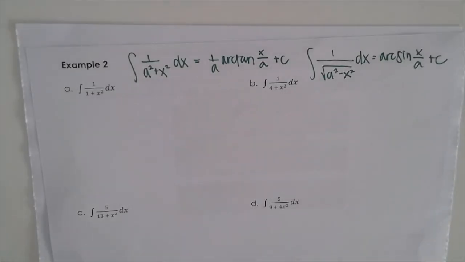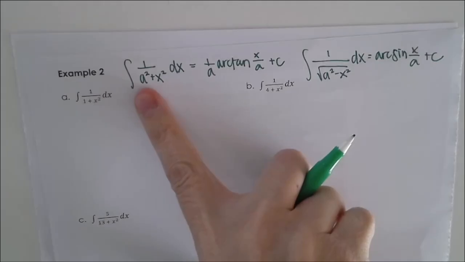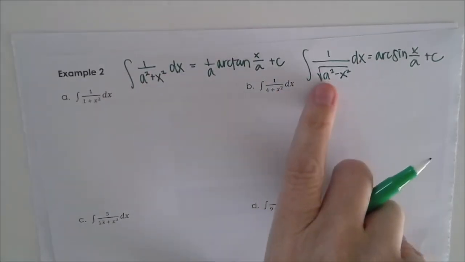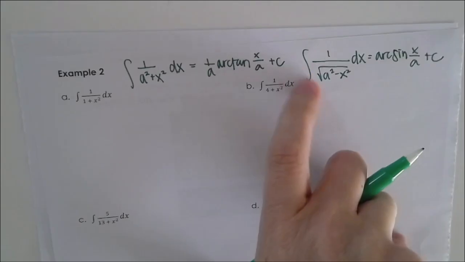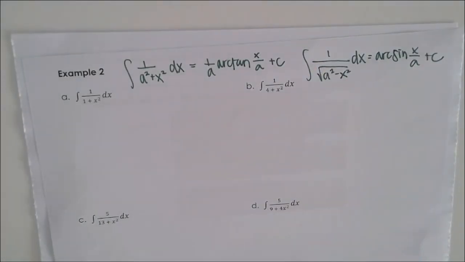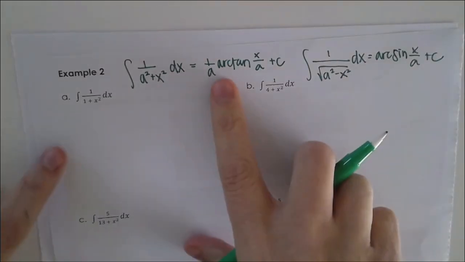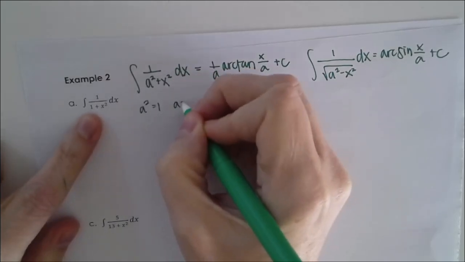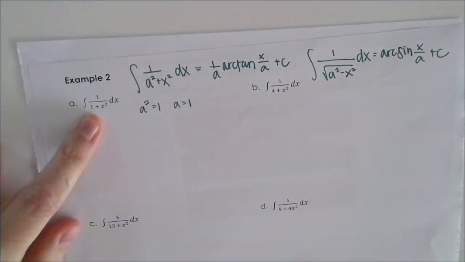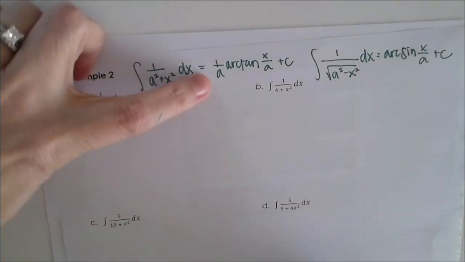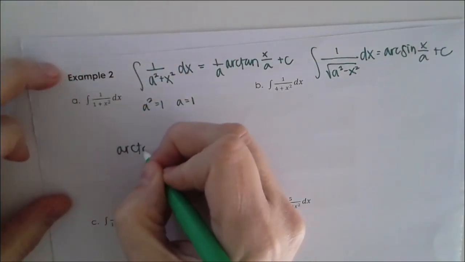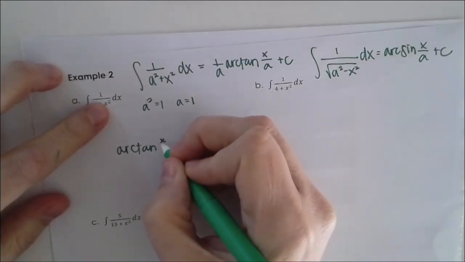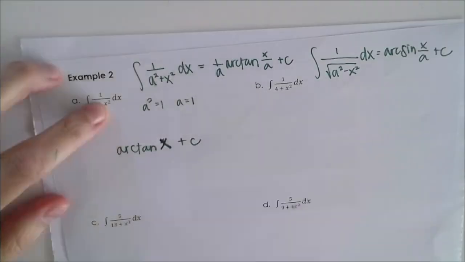So noticing what is our a inside of our something squared plus x squared, or the something squared minus x squared, and then square root. And then there's some manipulations that will end up happening as well. So this first one obviously goes with our arctangent. Our a squared is 1, so our a is just 1. So that one makes it pretty easy just to simplify. 1 over 1 is just 1, so we would end up with arctangent of x over 1, which is just x, so let's just write that as an x, and then plus c.